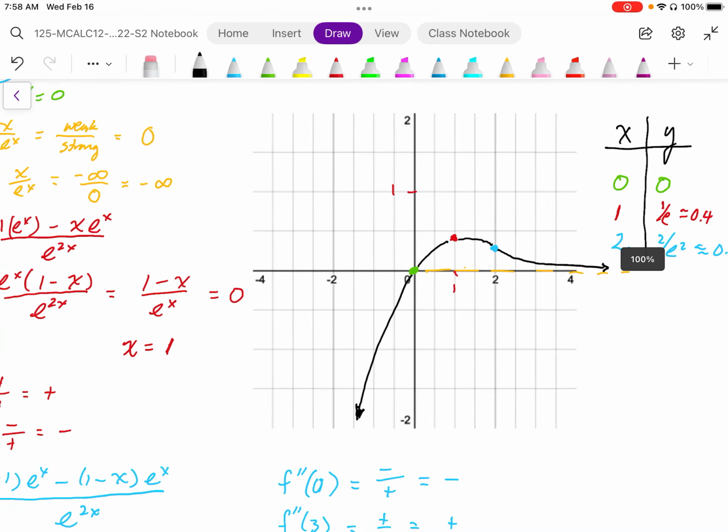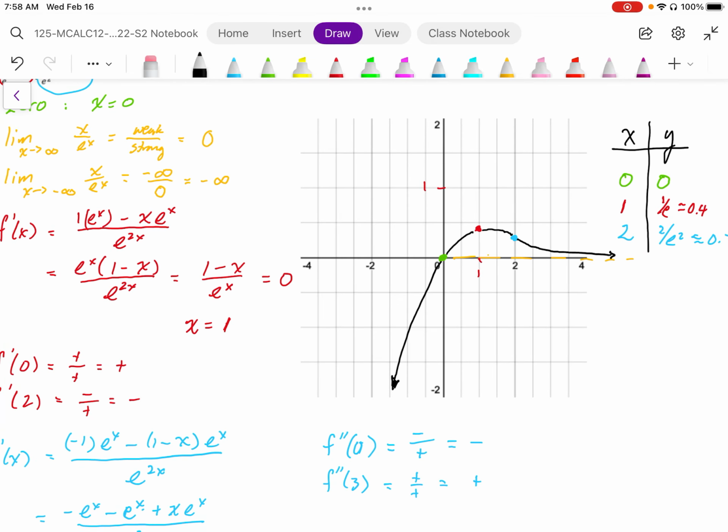And again, we can check this on Desmos. We should be checking these on Desmos after to see how our analysis matches the actual graph.